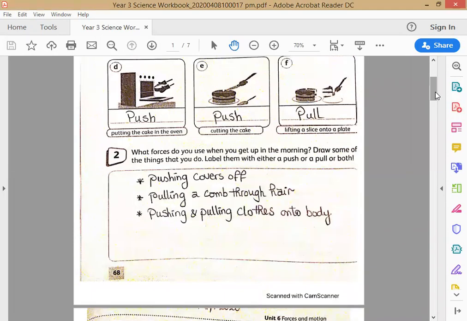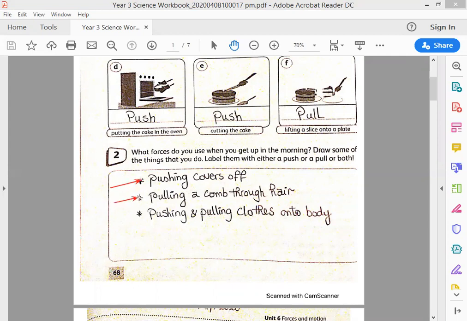Question 2. He asked you to draw or label some of the actions you are doing in the morning to show the forces you use. You may write whatever you think you are doing during the morning. I just chose 3 things. We mainly do it when we get up early in the morning. At first, you are going to push the covers off you. When you are in the bed, you're going to push the bed cover so you can get up.